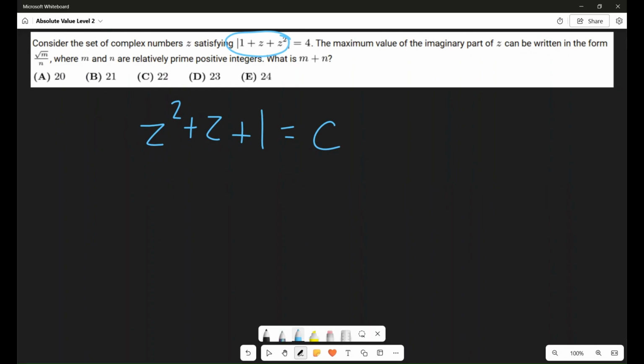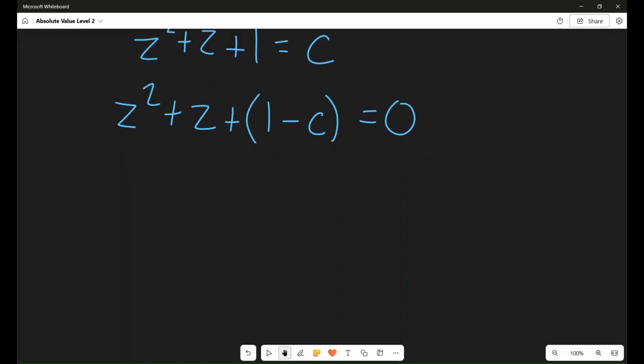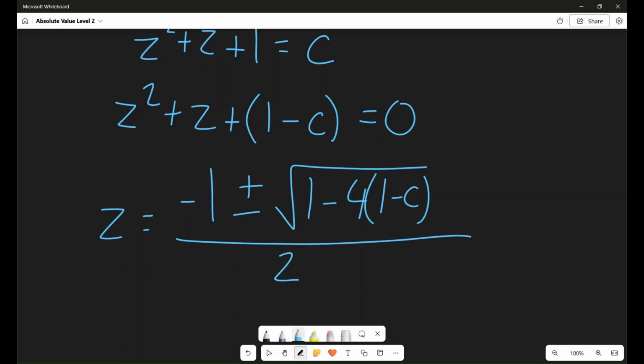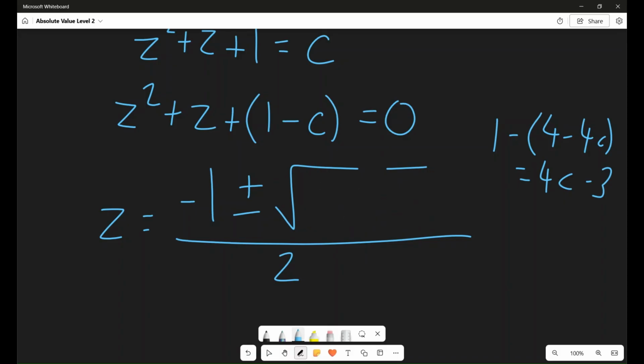Now, if we just move everything to one side, we get a quadratic in z, and that's equal to 0. Now, let's try the quadratic formula, see what happens. We get z equals -1 plus or minus the square root of 1 minus 4 times 1 minus c, all over 2. Now, this we can do the algebra off here on the side. We get 4 minus 4c, and that's 4c minus 3. So now we know the discriminant here is just 4c minus 3.